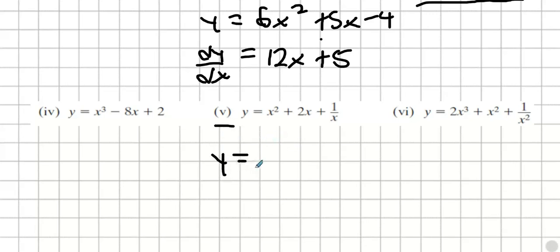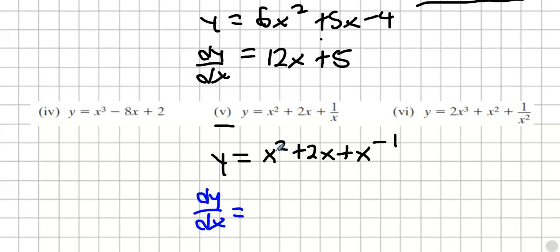Before we begin, we're going to do a bit of indice trick. An indice trick. Ready? X squared, still x squared. 2x, still 2x. But what do you think I can change this into? X to the power of minus 1. All right, let's find out what happens when we differentiate this one. What do you think? 2x, yeah.